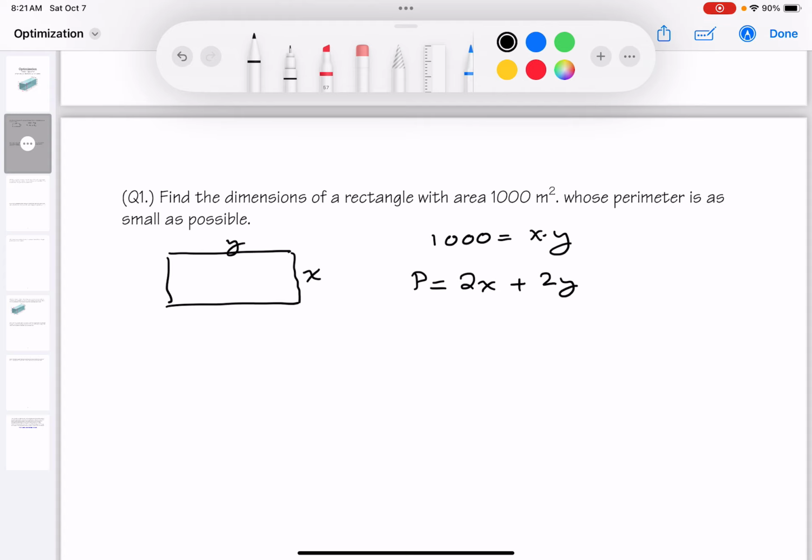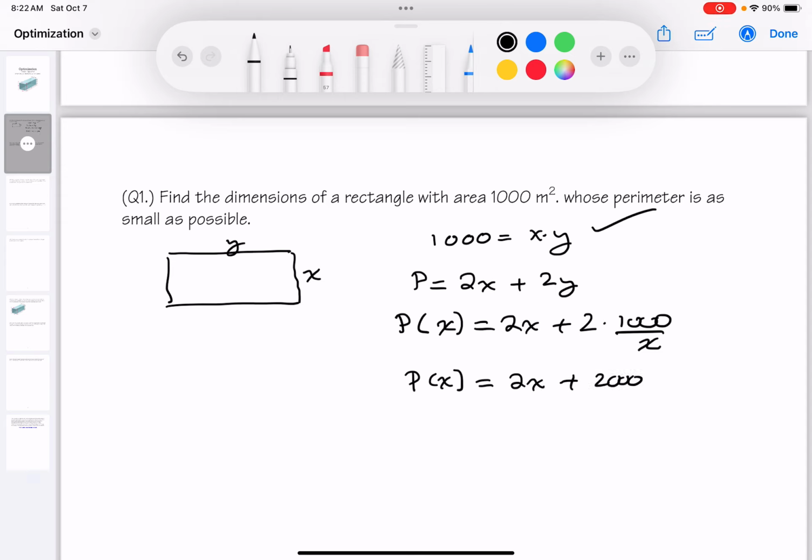All right, so what I'm going to do is try to write a function with one variable. I'm going to say perimeter is a function of X. So it's going to be 2X plus 2 times, well, what's Y equal? You're going to use this equation here, and Y would equal 1,000 divided by X. I'm going to rewrite that a little bit. And what do you get there? You get 2X plus 2,000 X to the minus 1.